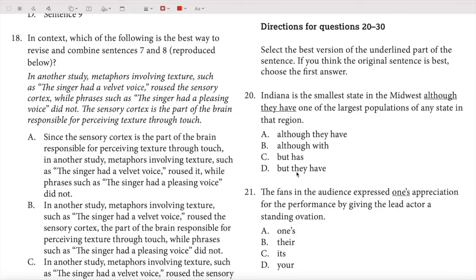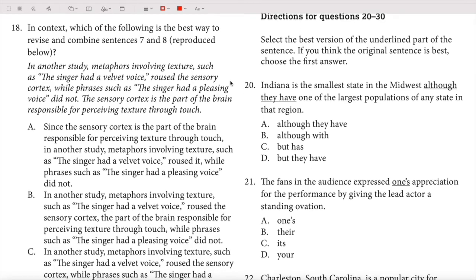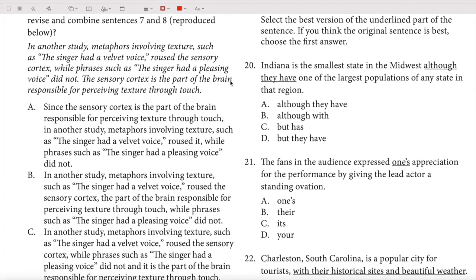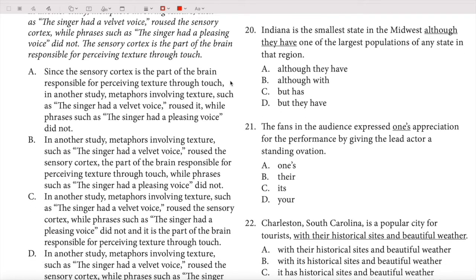We'll do that later. So we're going out of number order here, but there's a reason why I'm doing it that way. We just get to practice the rules right now. The directions for question 20 say, select the best version of the underlined part of the sentence. If you think the original sentence is best, choose the first answer, answer choice A, which is the same as the underlined portion. But Francisco, I want you to just read the sentence right now. So read question 20, please, and then we'll talk about what rule is being applied and test the answer choices.